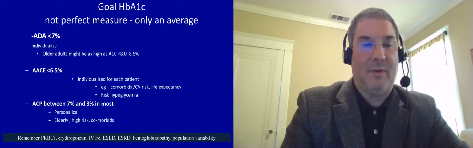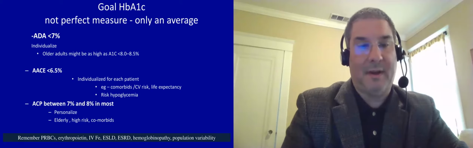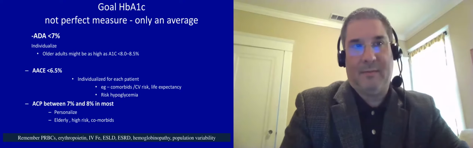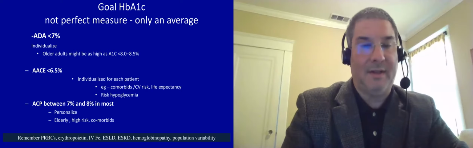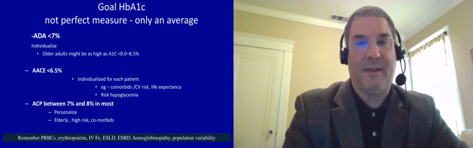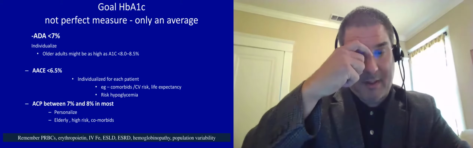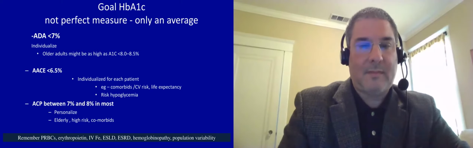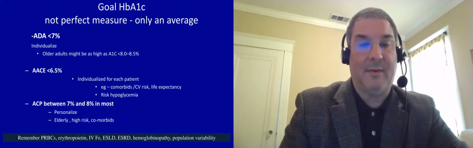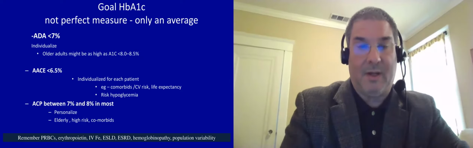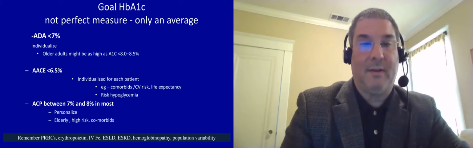The A1C is not a perfect measure in and of itself. Things that can impact it would be transfusions of red cells, erythropoietin therapy. If a patient's A1C drops from 9 to 7% after erythropoietin, it's not the blood sugar control, it's the erythropoietin. So things like erythropoietin, IV iron, things that shift the red cell population to the younger side will spuriously lower the A1C. End-stage liver disease, end-stage renal disease, hemoglobinopathies will impact the A1C, and there's population variability as well. Caucasians will have a lower hemoglobin A1C for the same blood sugar.